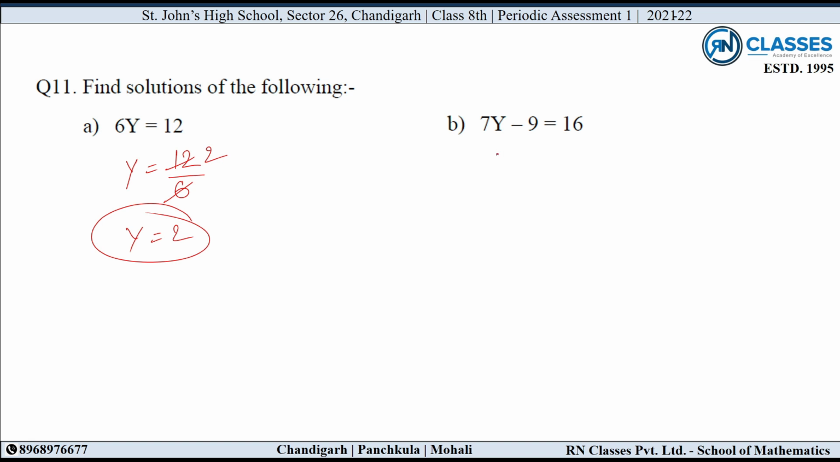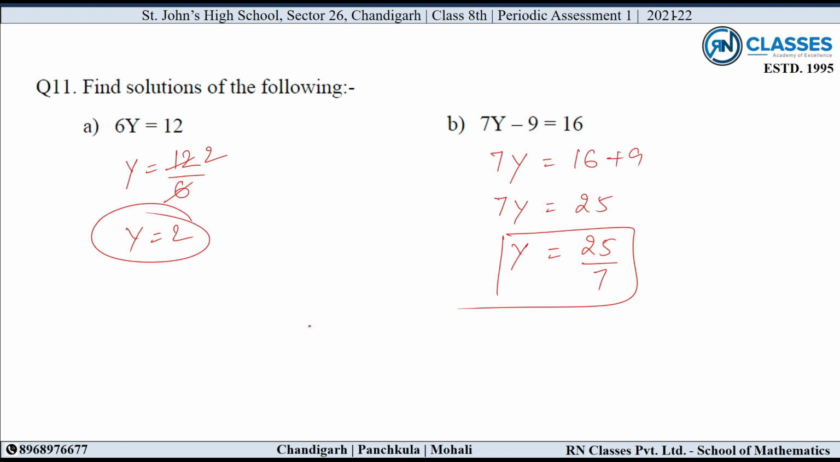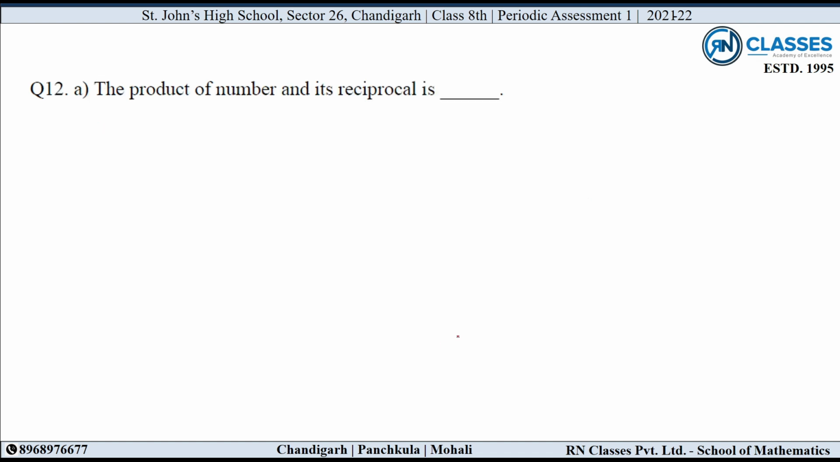Again, linear equation in one variable. Minus 9 on the left hand side. Of course, you have to change the side. So 16 plus 9. So 7y remains the same. It comes out to be 25. So y is multiplied by 7, so 7 would be divided on the right hand side. So this is your answer. 3 marks in your bag. Such a simple one.